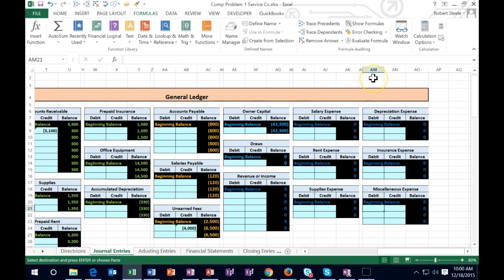So it's in column AM 21. Now, why is it AM? Because once you get past column Z, then it starts at AA, AB, AC, and so on, back to AM. So that's how the numbering system is going to work. So we're on AM 21.